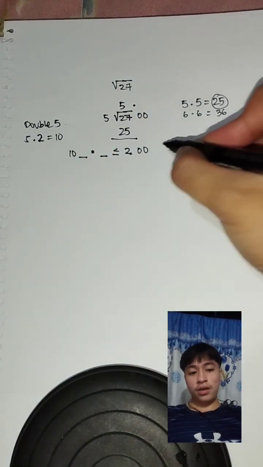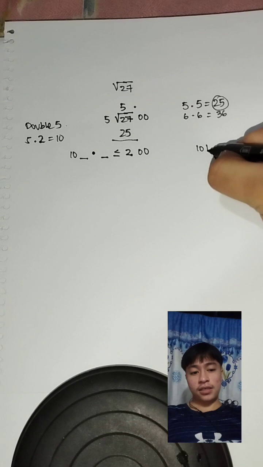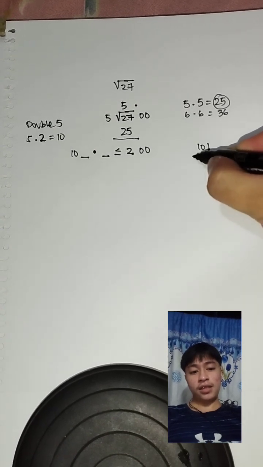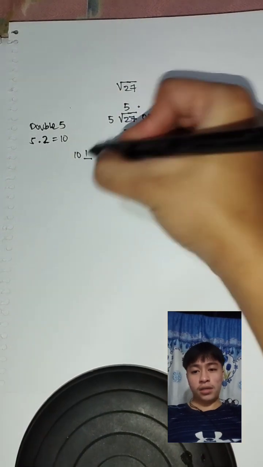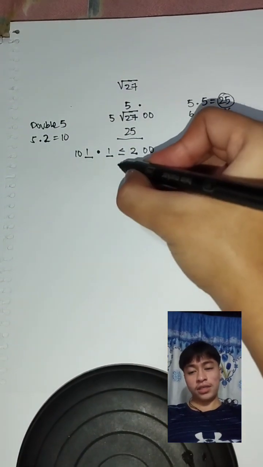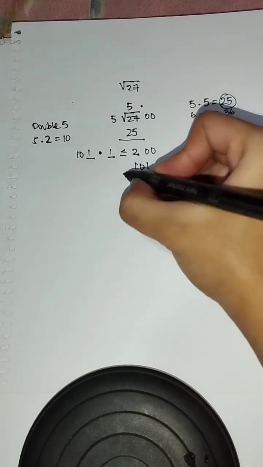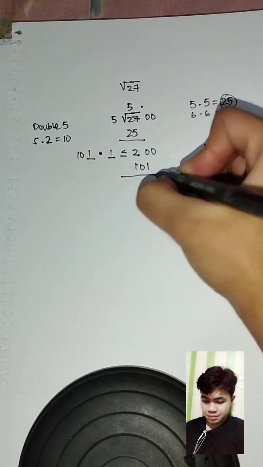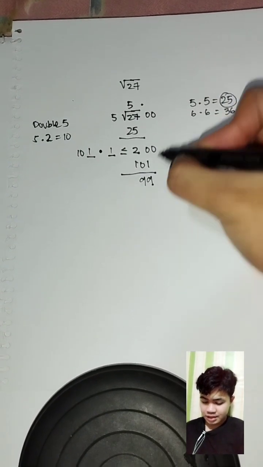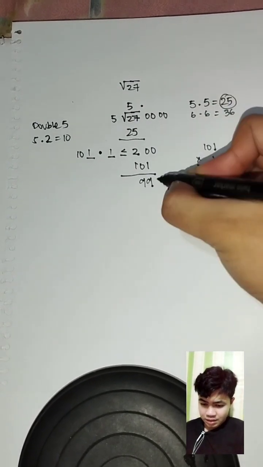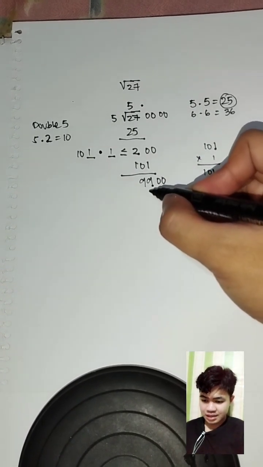And now what we're looking for here is a 3-digit number such that, when multiplied by its last digit, the result is less than 200. So we'll try the number 1. So 101 times 1 is equal to 101, which is less than 200. Next step is we're going to subtract 200 minus 101. Now we got 99. We will bring down 2 zeros again, and now we have 9,900.